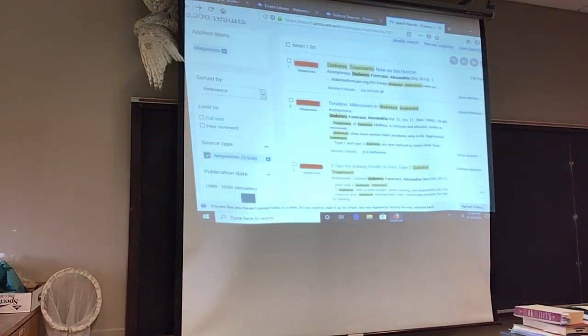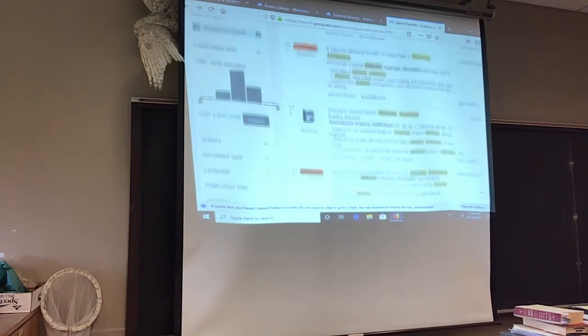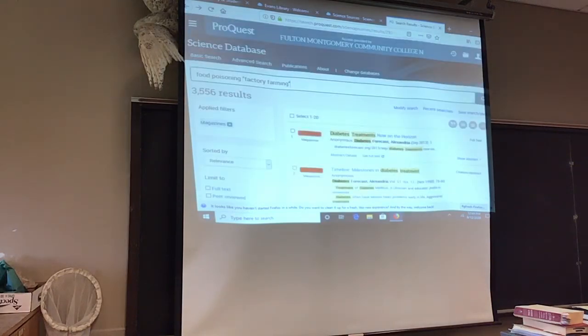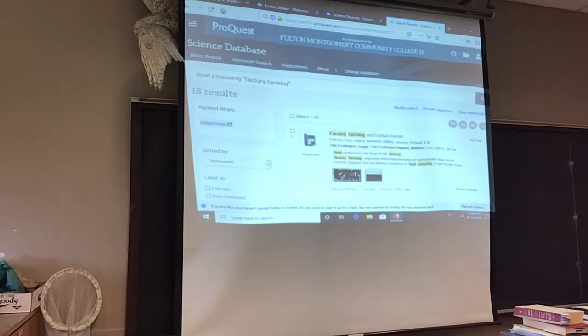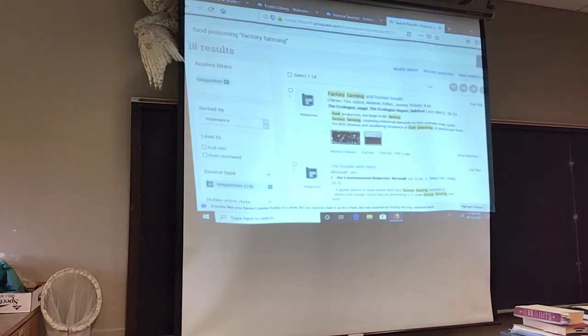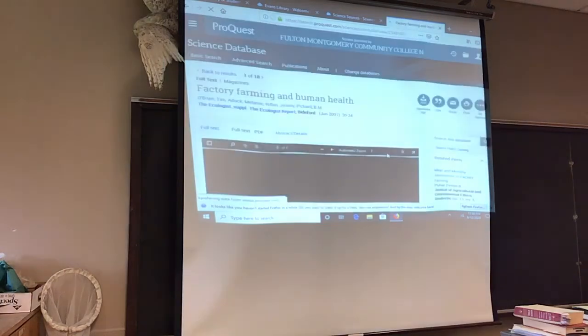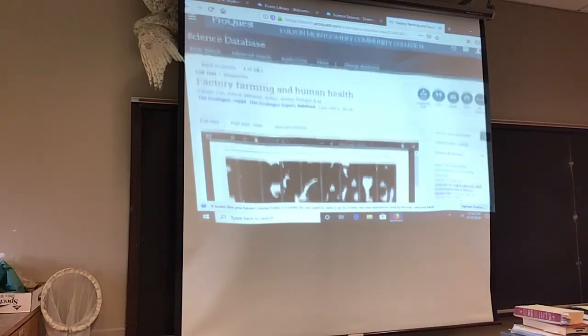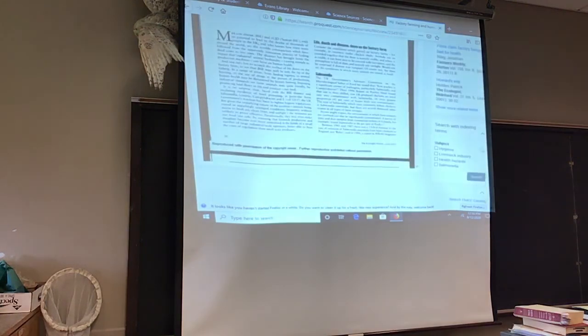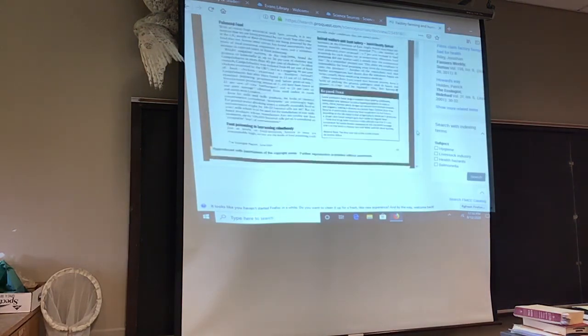That one hangs on to the magazine thing. And, nope, I don't think it really did the search for that. There we go. And then the first thing that comes up is factory farming and human health from The Ecologist. There is the PDF. And you scroll it down. Again, articles broken up into bits.